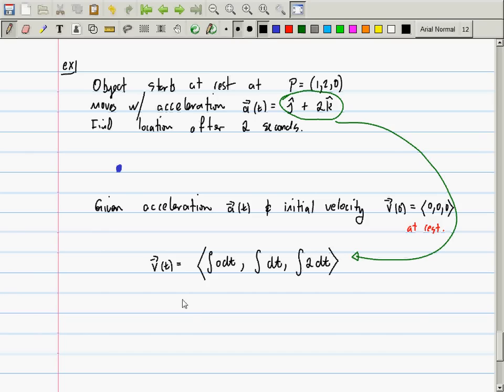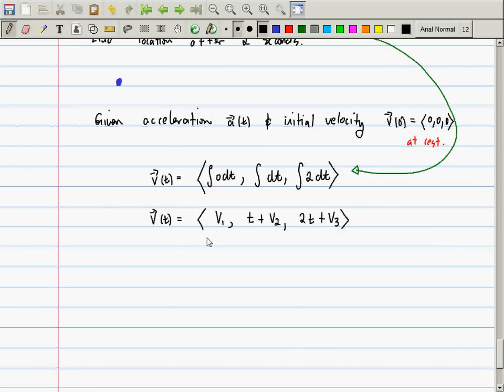So I could say that this is equal to, in the first coordinate, some unknown value, I'll call it v1. And then this will be t plus some unknown value v2, and then 2t plus some unknown value v3. So v1, v2, v3 are the unknown constants of integration. But I can figure out what they are. They're zero, because I can use the fact that 0, 0, 0 should be what I get when I plug in 0. So then I have fully recovered the velocity. The velocity is 0, t, 2t. Okay, so does everybody see how I arrived here?